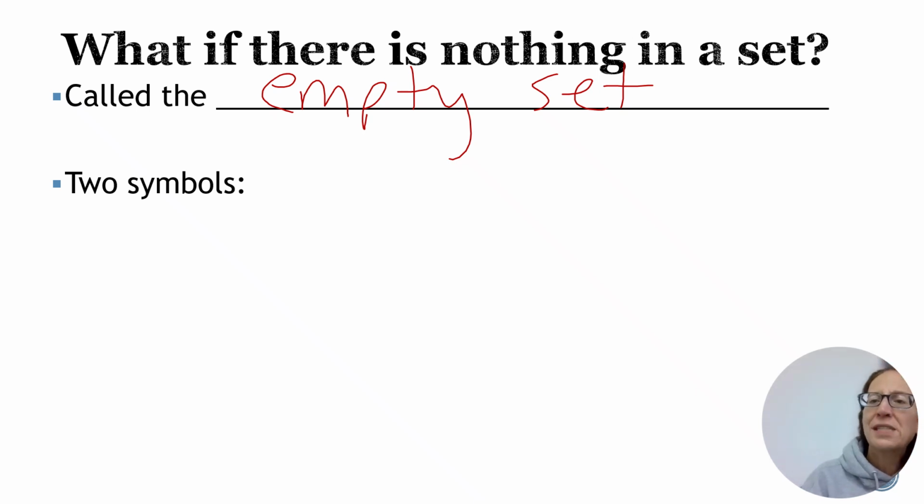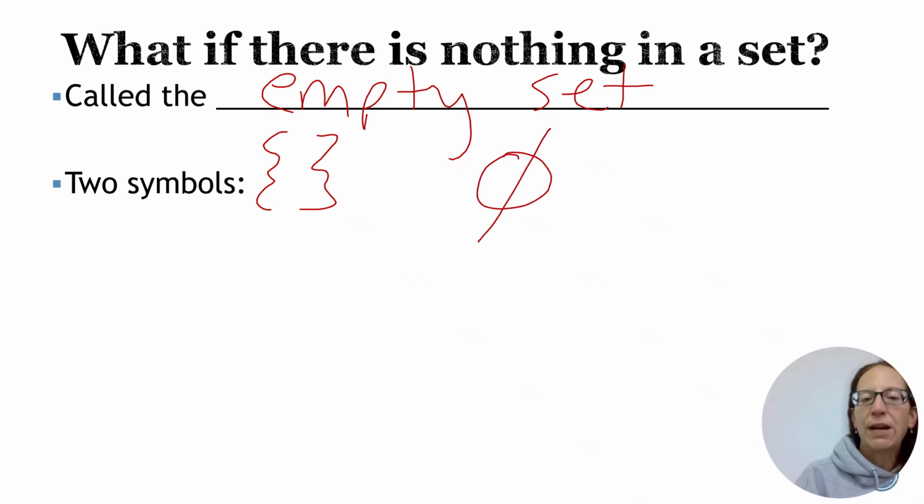And there are two symbols that we have for the empty set. One of them is literally the set symbols with nothing between them. Okay, that's one of the things. The other one that you might see is like a circle with a line through it, like that. So that can also mean the empty set. So both of those would be like sets with nothing in them.